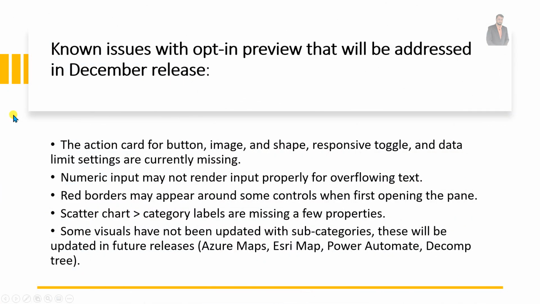Now let's talk about a couple of limitations. The first important limitation is that the action card for button, image and shape, responsive toggle, and data limit settings are currently missing. Second, numeric input may not render properly for overflowing text. Third, red borders may appear around some of the controls when first opening the pane. Fourth, in scatter chart, category labels are missing a few properties. Also, some of the visuals have not been updated with the subcategories, and this will be updated in an upcoming future release. Those visuals are Azure Maps, ESRI Maps, Power Automate, and Decomposition Tree. So you don't see subcategory options there.